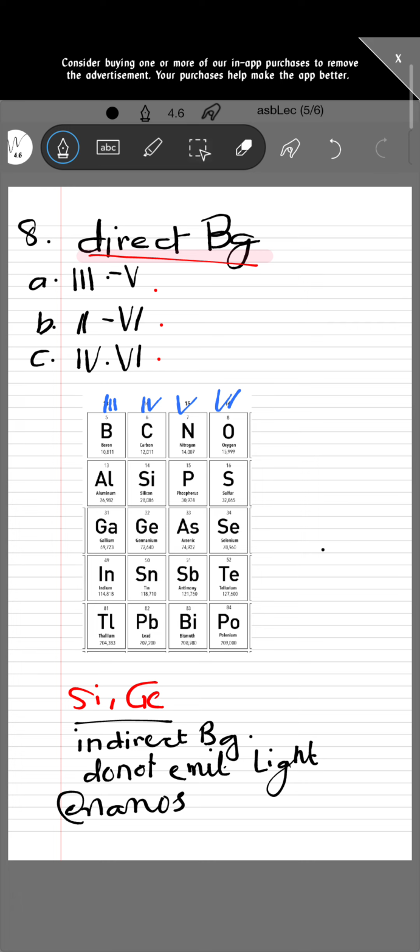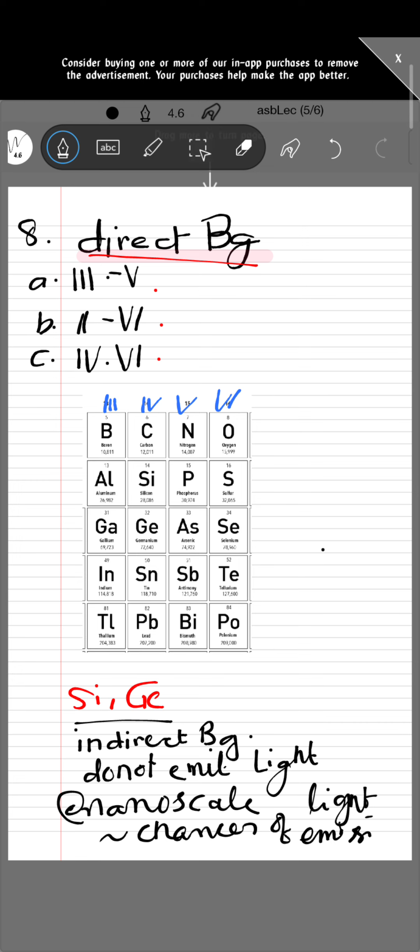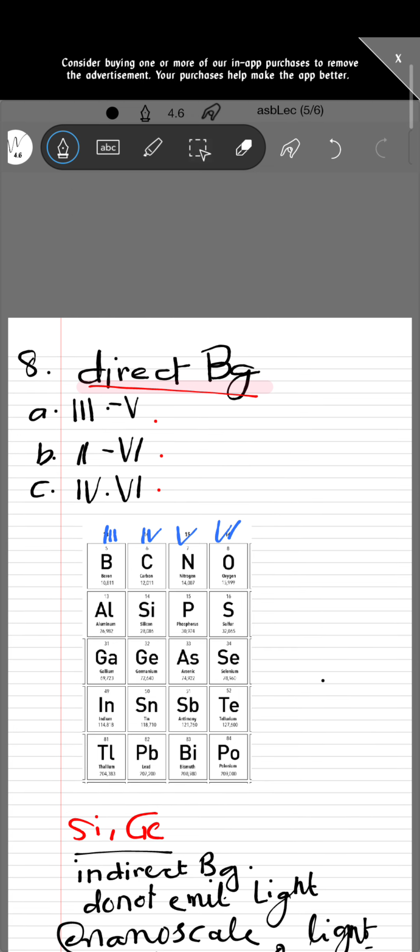At nanoscale, however, there are chances of light emission in these materials, but we are not focusing on that right now.